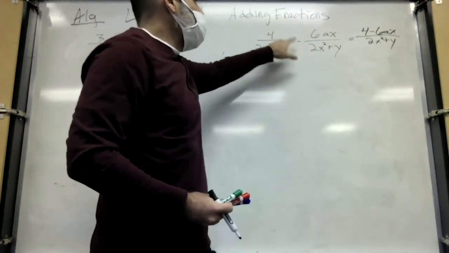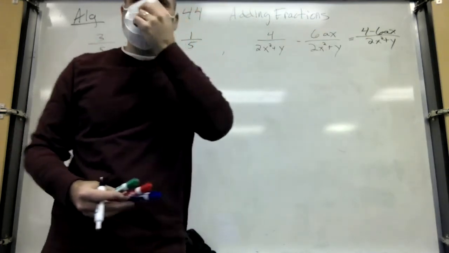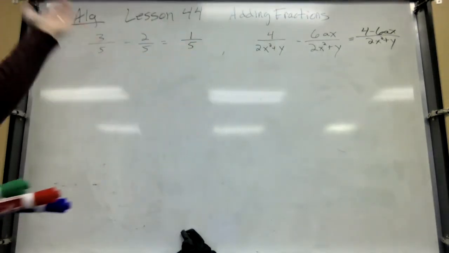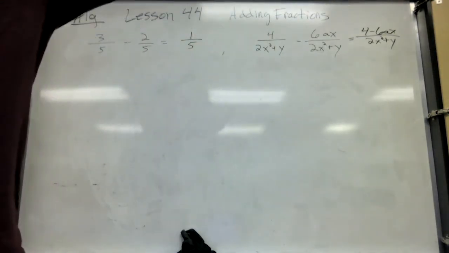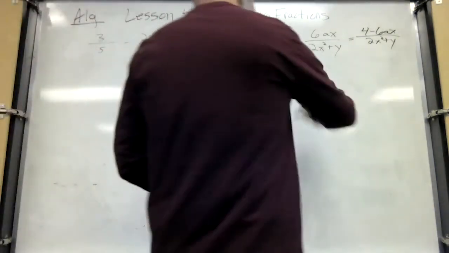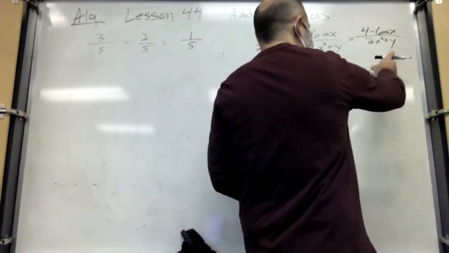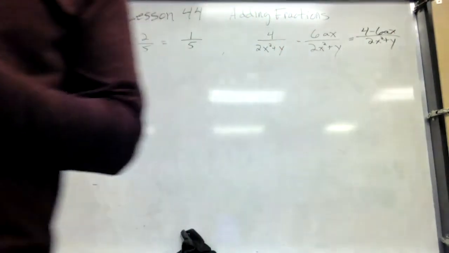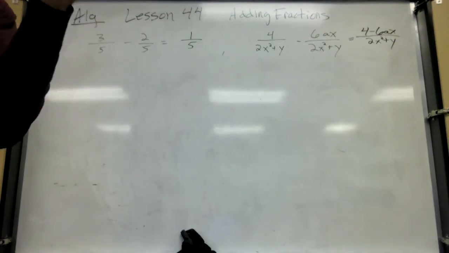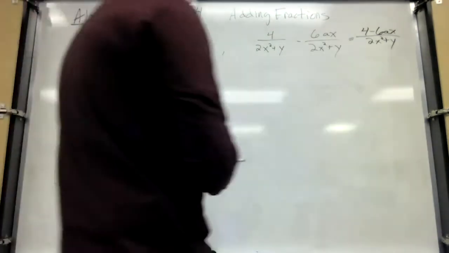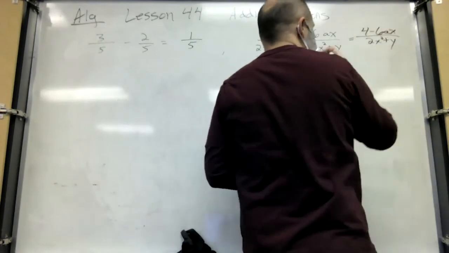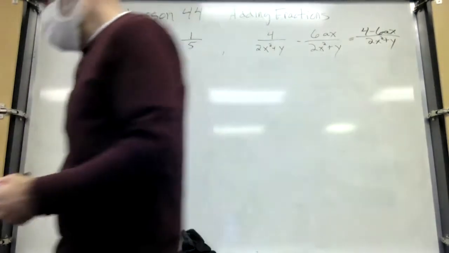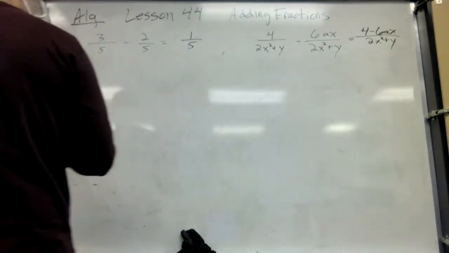If it's subtraction, 4 minus 6ax. If it's addition, you just add them. And most of the time, you won't be able to combine any like terms. So you're just rewriting stuff, okay? The only difference between this problem and then the answer is that this is one fraction and this is two. So that's what it means to add or subtract, is you're combining things into one thing, okay? Sometimes you can't, like this whole thing, 4 minus 6ax, you're just done there. Okay, so let's see if you guys can do this.